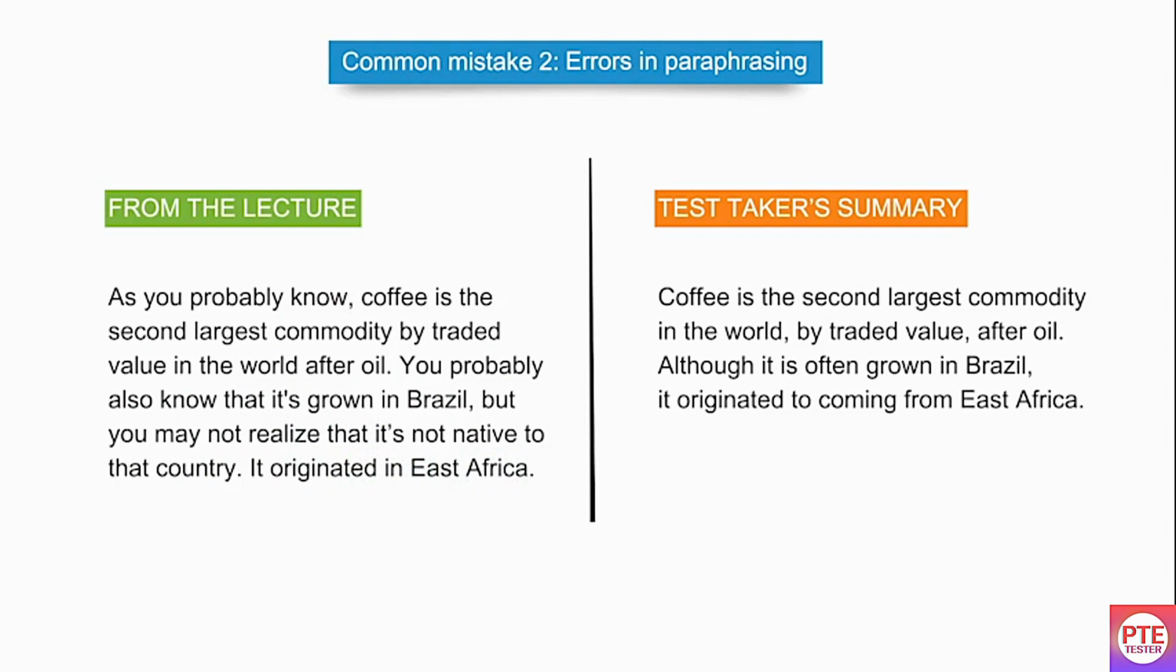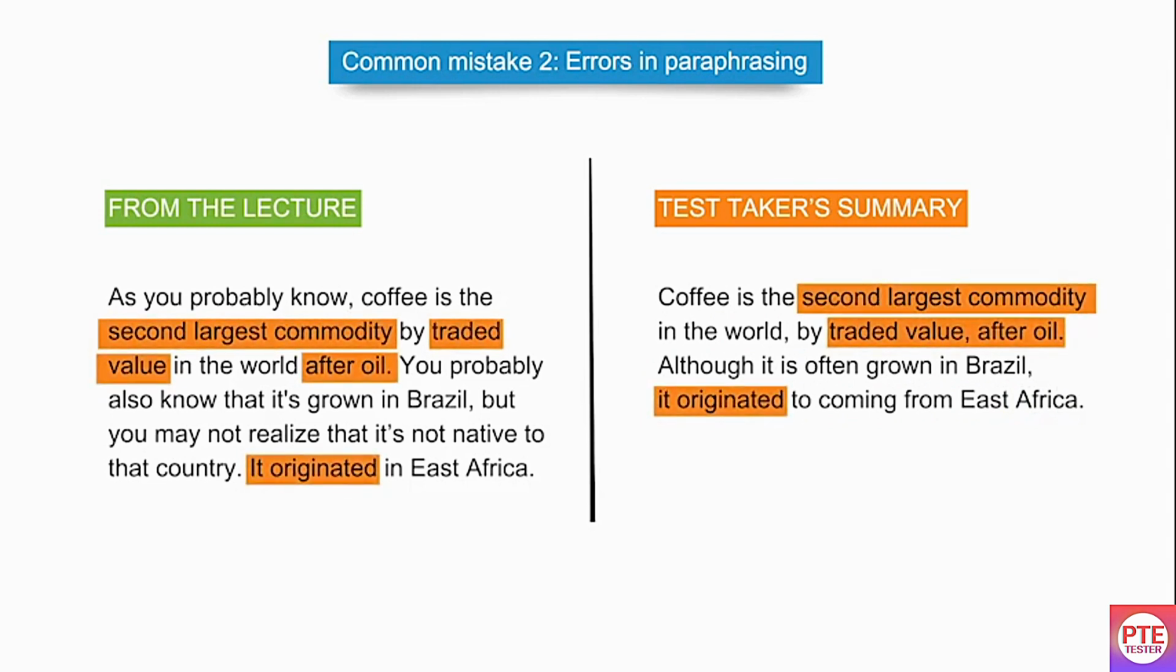The test taker wrote, coffee is the second largest commodity in the world by traded value after oil. Although it is often grown in Brazil, it originated to coming from East Africa. The problem with the summary is the test taker has used too much exact language from the recording.